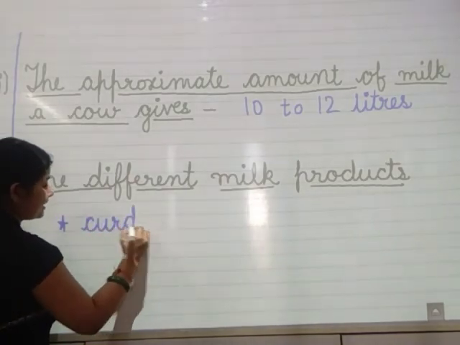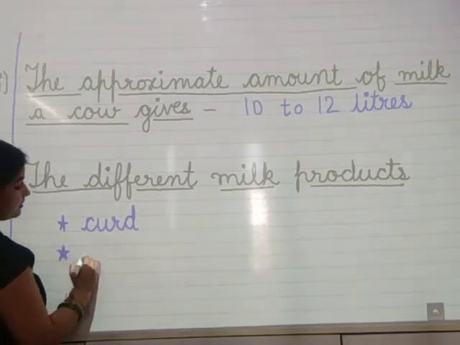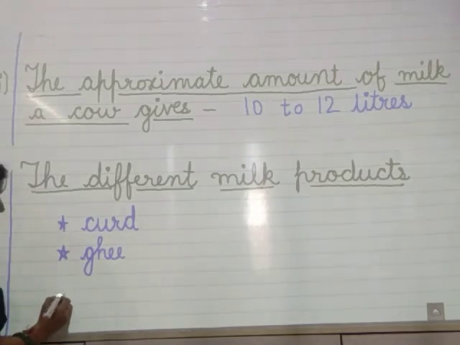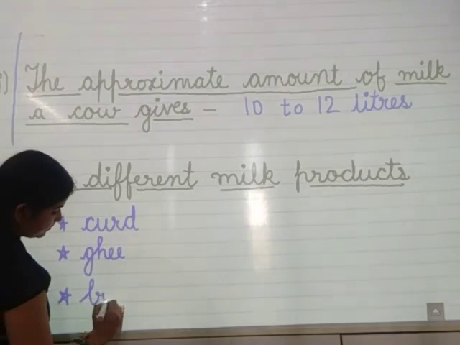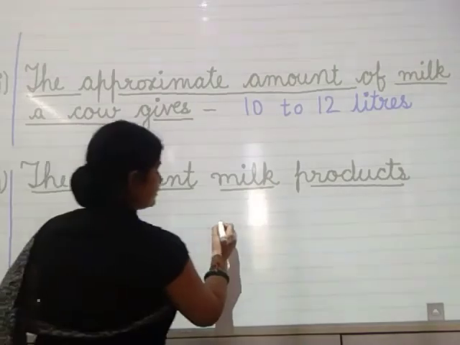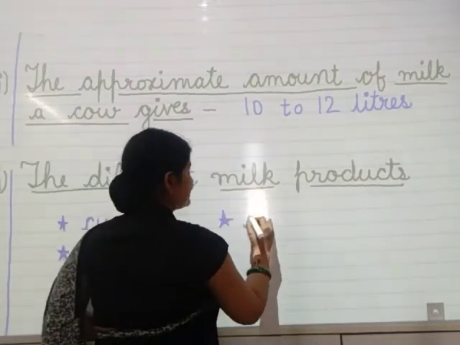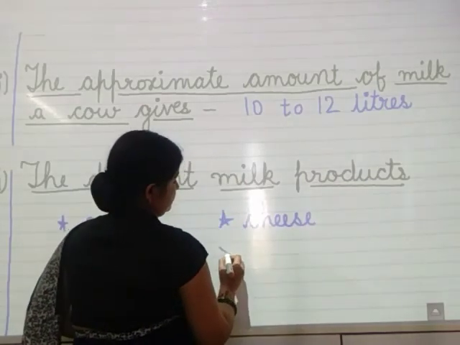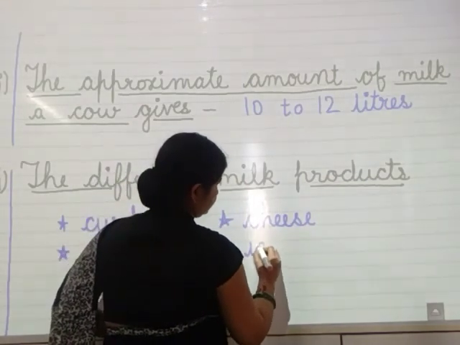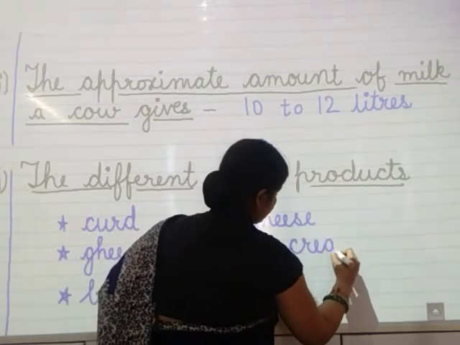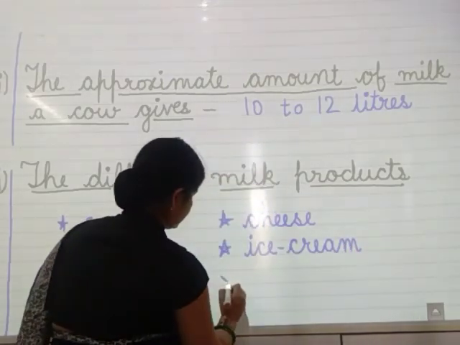C-U-R-D, curd means dahi, ghee, and ghee is very good for health. Next is butter. Butter means makhan. Next is cheese. Ice cream. And many sweets.